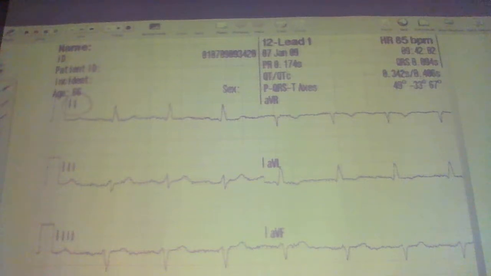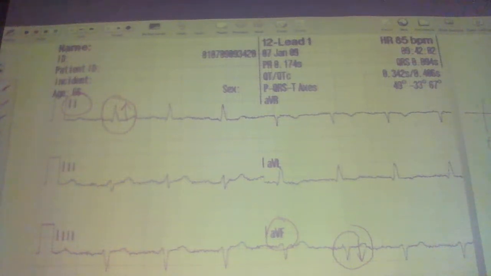Again, our money leads here, lead 1 and AVF. Take a look at lead 1. Look at the QRS complex. It's predominantly upright. Now we move to lead AVF. The QRS complex is inverted. If you forget what to do here, you can always draw yourself a little grid. Remember that lead 1 is positive at the left arm. Lead AVF is positive at the left leg.